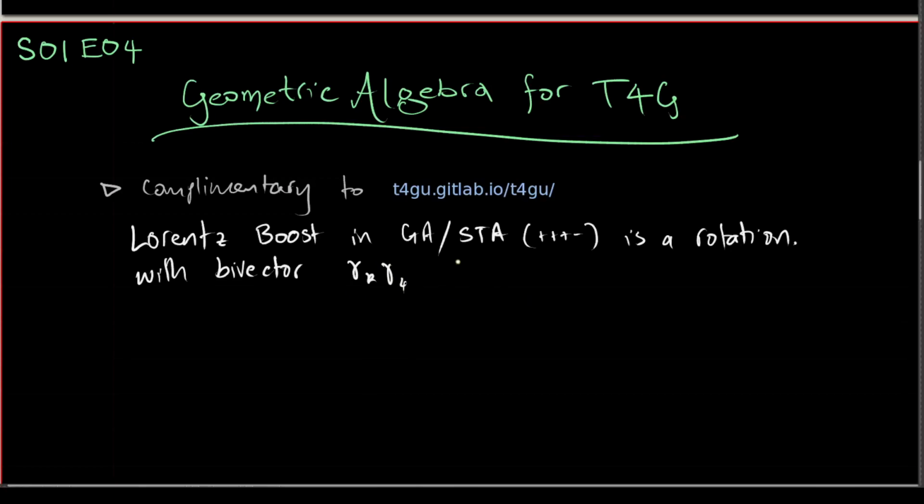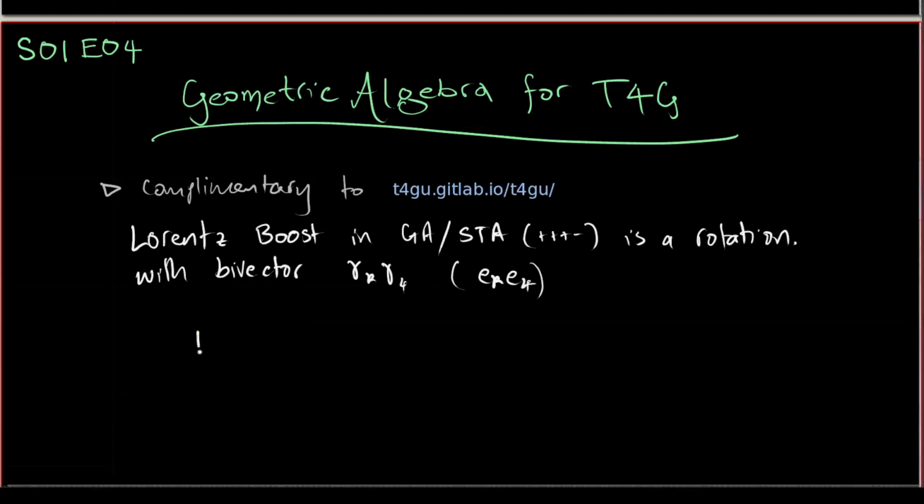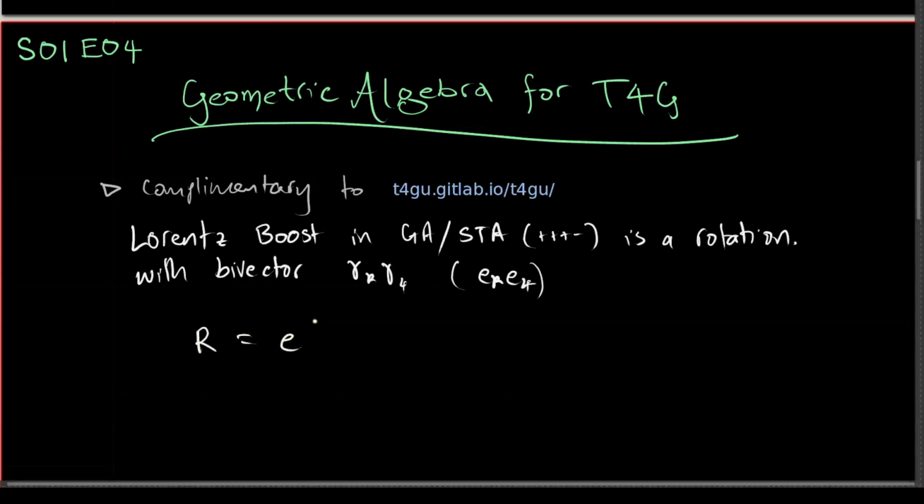Some people write this e_k e_4 if they're in a particular frame. All right. And what are the rotors? They're just an exponential of a bivector. Usually you put a negative sign there, I think.